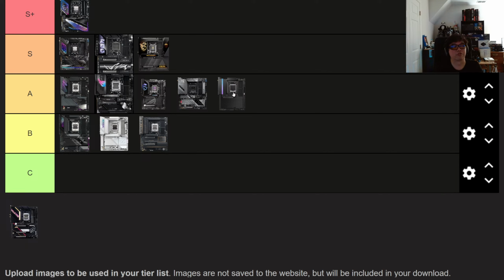I don't have official pricing for this. I assume this is going to be priced similar to the Taichi Lite at like $400, $449. I mean, I'd be surprised if this was $500, but I don't know. I don't know how much the NZXT motherboards traditionally cost compared to the others. But yeah, that is an NZXT motherboard.